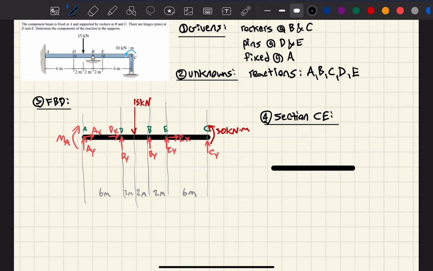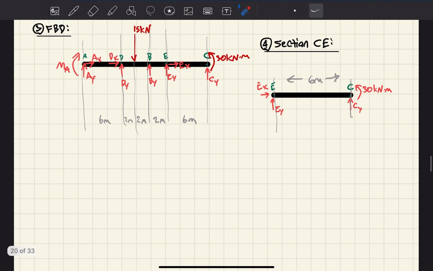It's going to look kind of like this, and then you have points E and C, with your forces EY, EX, CY, and a 30 kilonewton-meter moment. This in its entirety is 6 meters. And now you should know, you can simply find it. I'll just run through it.